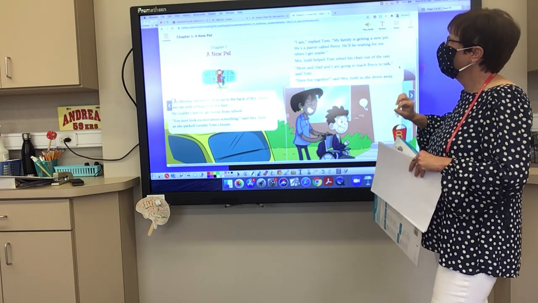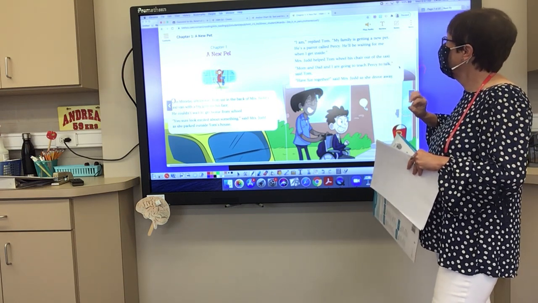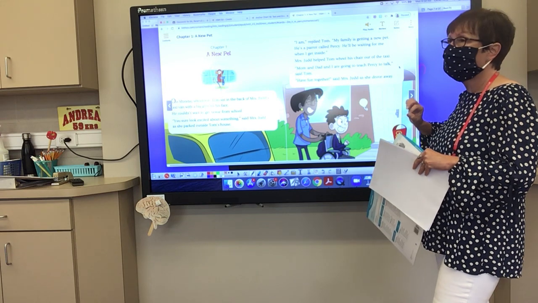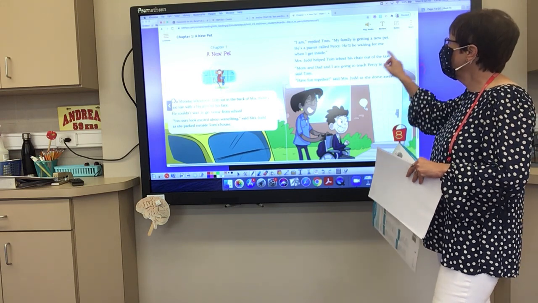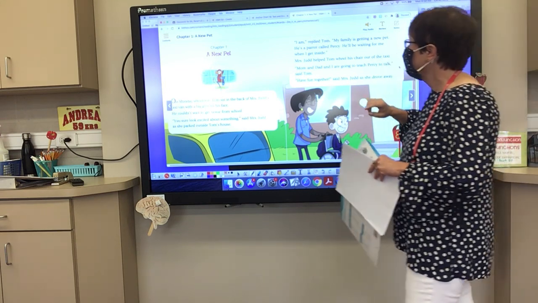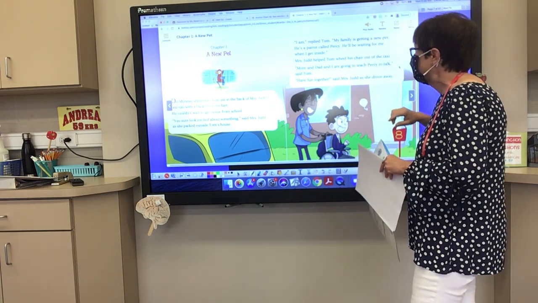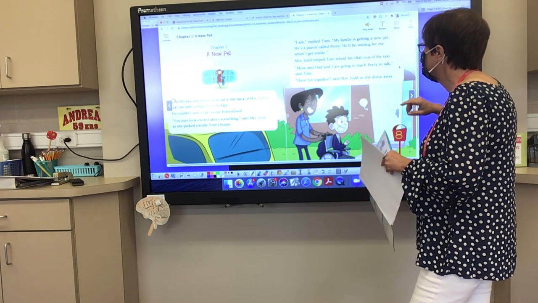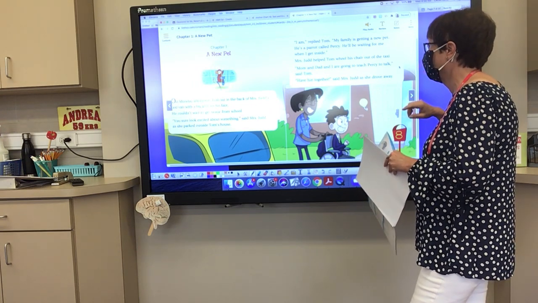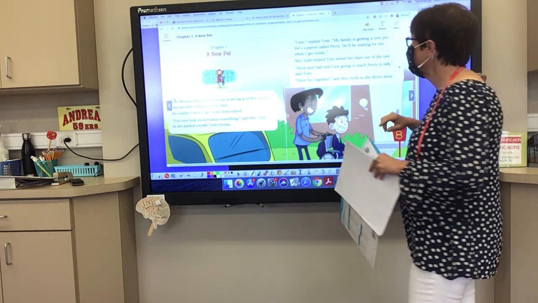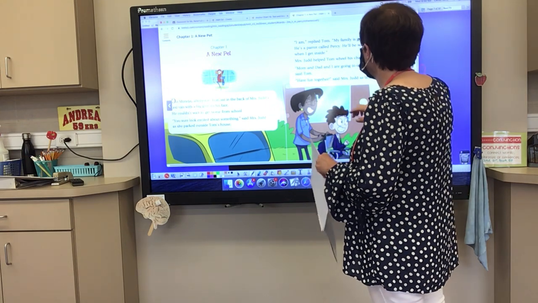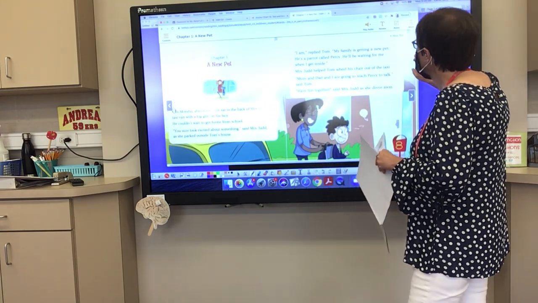"I am," replied Tom. "My family is getting a new pet. He's a parrot called Percy. He'll be waiting for me when I get inside." Mrs. Judd helped Tom wheel his chair out of the taxi. "Mom and Dad and I are going to teach Percy to talk," said Tom. "Have fun together," said Mrs. Judd as she drove away. So there we go.